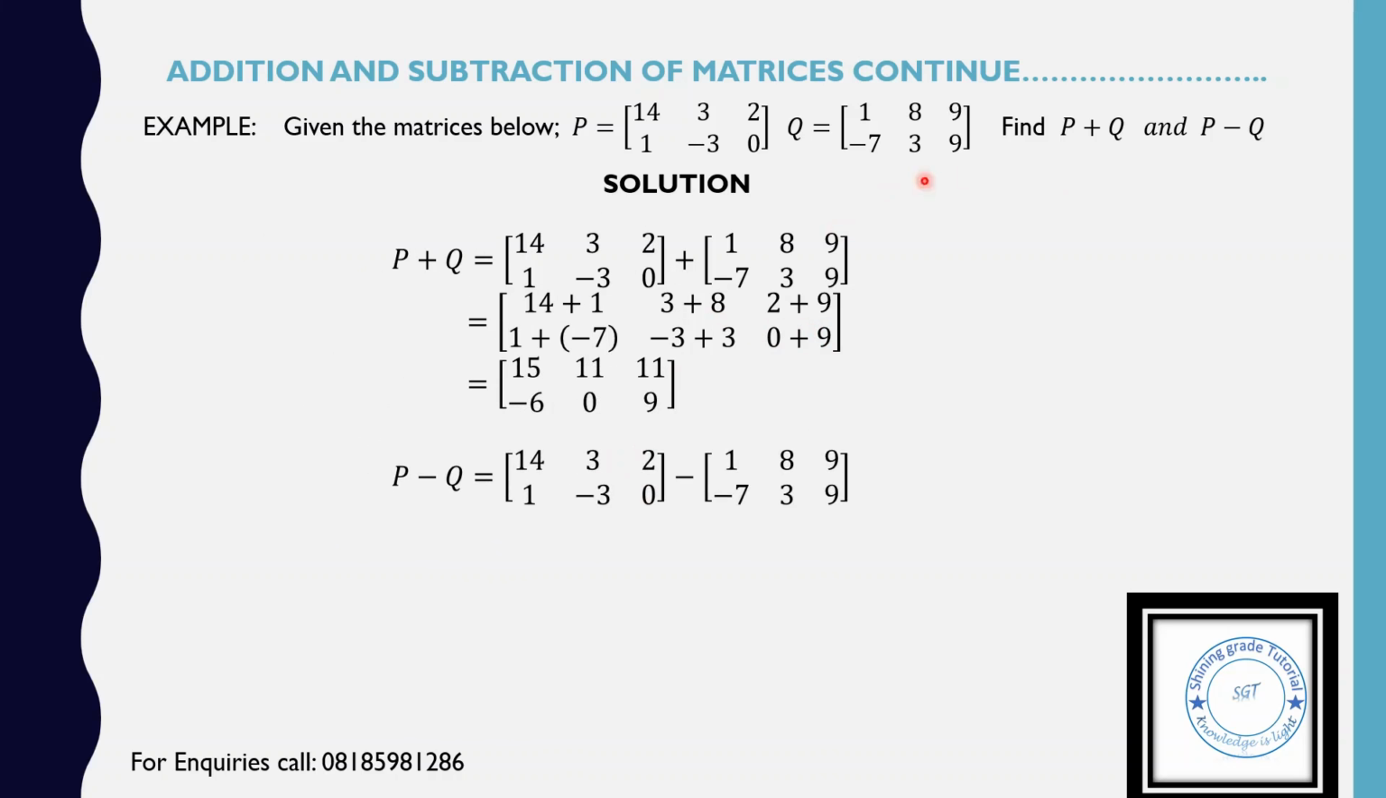Now the second one, where we have P minus Q. P is shown here and minus Q is shown here. So we have 14 minus 1, 3 minus 8, 2 minus 9, 1 minus minus 7, minus 3 minus 3, 0 minus 9. So our final answer is: 14 minus 1 is 13, 3 minus 8 is minus 5, 2 minus 9 is minus 7. For 1 minus minus 7, this will change to plus, do not forget: minus times minus gives plus. So 1 plus 7 gives 8. Minus 3 minus 3 gives minus 6, and 0 minus 9 gives minus 9.